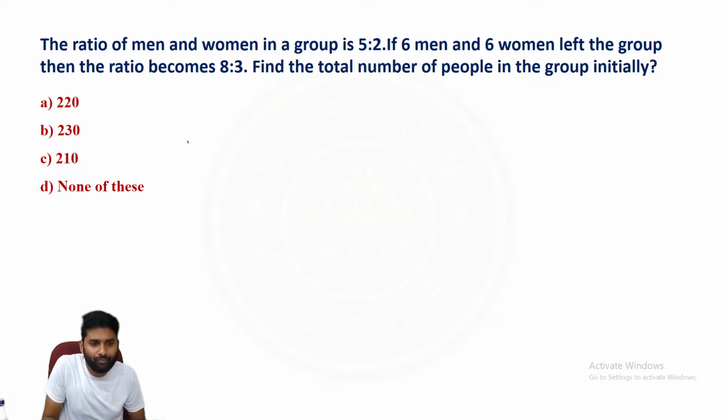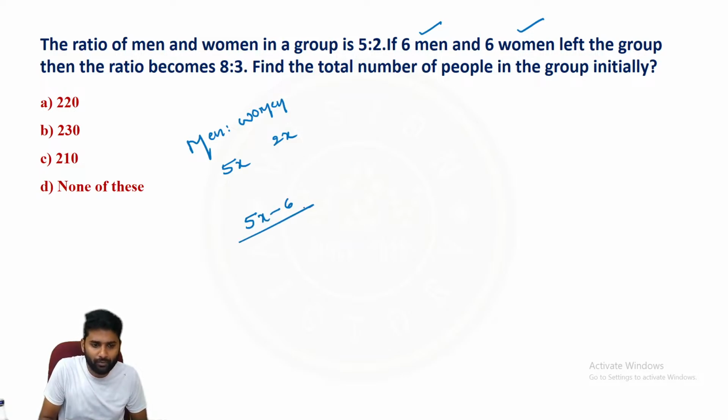Now see the ratio of men and women in the group. Let's take men as 5x, women as 2x. 6 men, 6 women left. See, after 6 men left, the total number of men is 5x minus 6. 6 women left, and the number of women is 2x minus 6. After 6 men and 6 women left, the ratio becomes 8 is to 3.